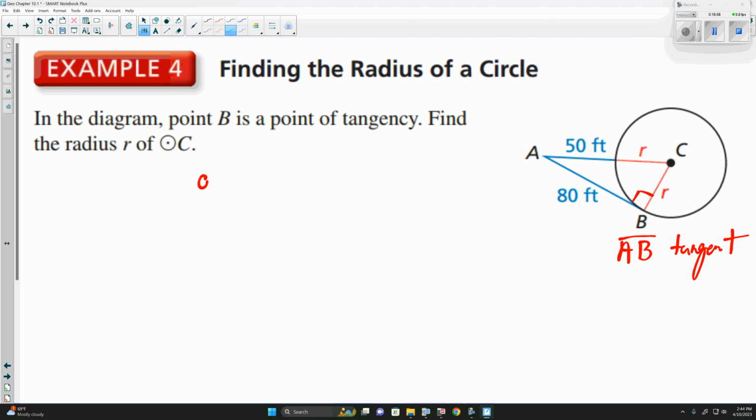Which means Pythagorean's theorem still holds true. So this here, Pythagorean's theorem is still going to hold true. This is still going to work. Now, what we know for sure is that 80 feet is one of our sides. So we can call it A. What is the other side going to be?